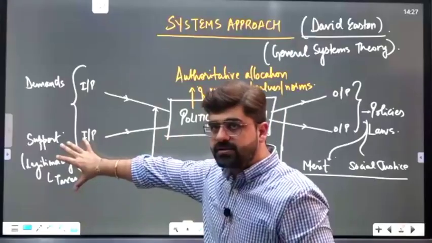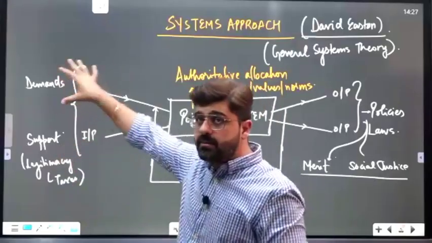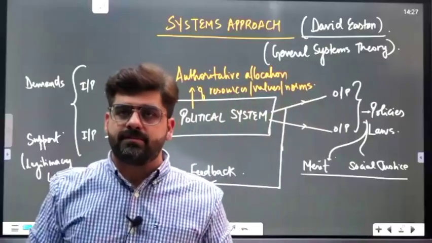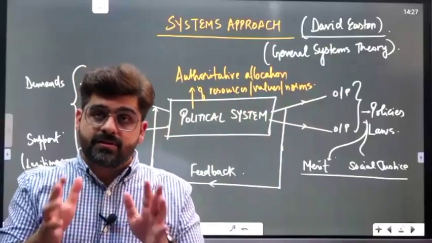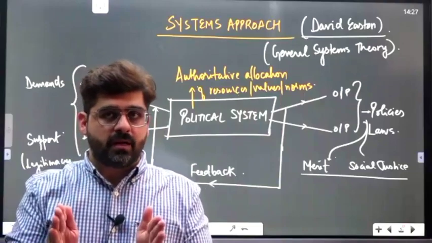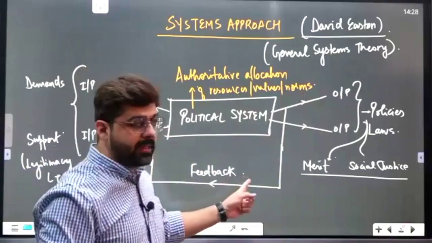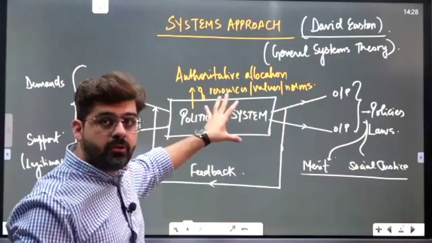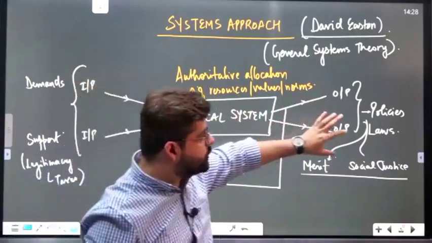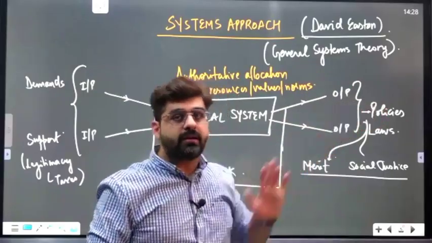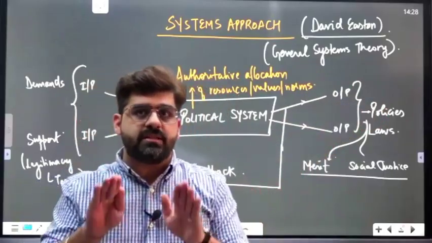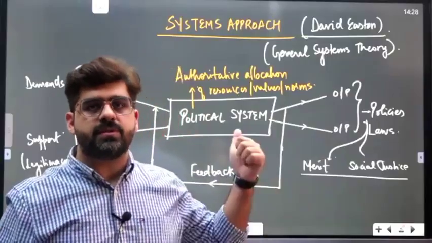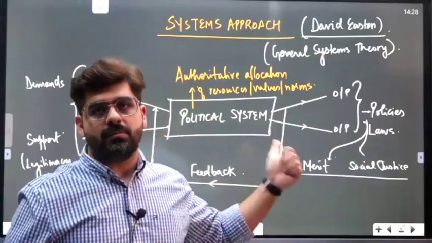There is support for the system, there are demands which are made on the system, and the system is going to create outputs in the form of laws, policies, etc. And the system is very smart, the machine is very smart. It is also going to have a feedback mechanism. Whenever some demands and supports are changing, the system is going to reconfigure itself and come up with new policy so that the system stays stable. That is the systems approach to comparative politics.